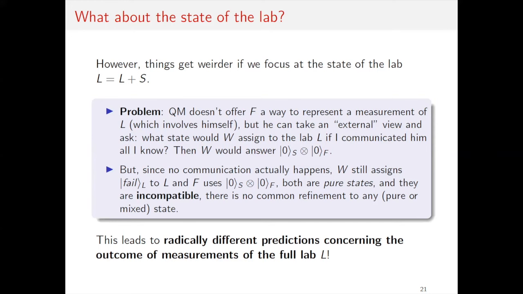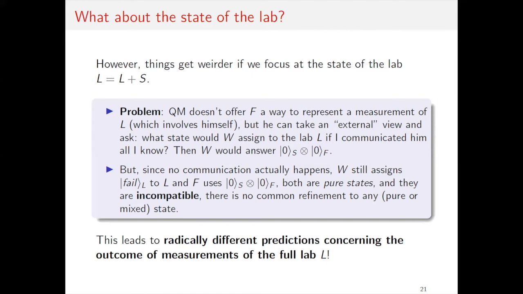And then F would say, well, in that case, Wigner would tell me that the state is 0, 0. He would take into account the fact that I saw 0. So then the state of the lab should be 0 for the system and 0 for me. So we assign to the lab, according to F, 0, 0, right? Taking the friend's information into account.